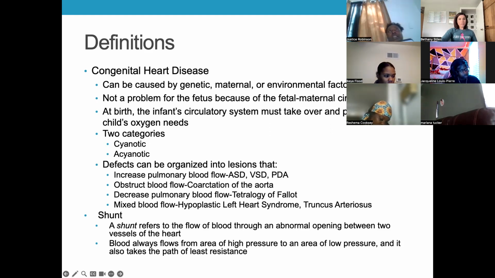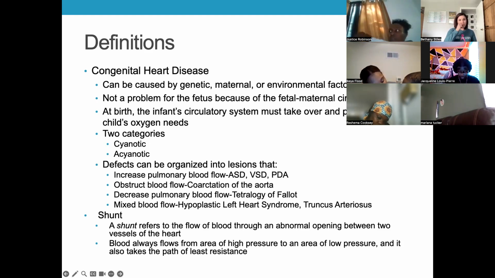So a shunt is going to refer to the flow of blood through an abnormal opening between the 2 vessels of the heart. So you can see a shunt in any of those openings, like an ASD, a VSD, or a PDA, where the blood is just either going the wrong direction or it's going back and forth, and you have a mixed shunt.